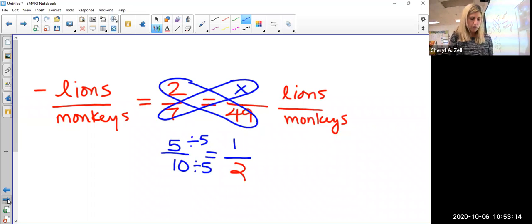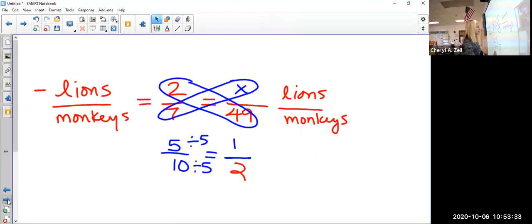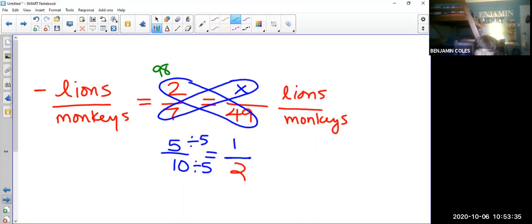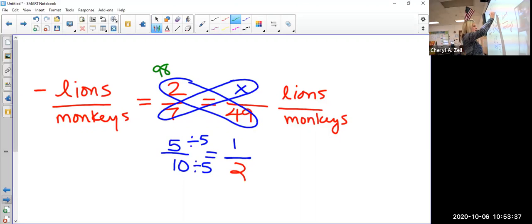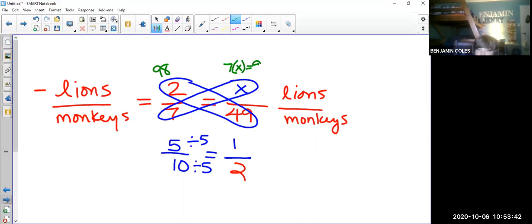Well, for the first one, you get 7x, correct? 7x. Well, what does that mean? That means that I don't know what x is yet, right? So what we're going to do then is multiply 2 times 49, right? And we're going to get 98. So I'll use another color here. So this is 98. This has to equal 98. So 7 times something has to equal 98.